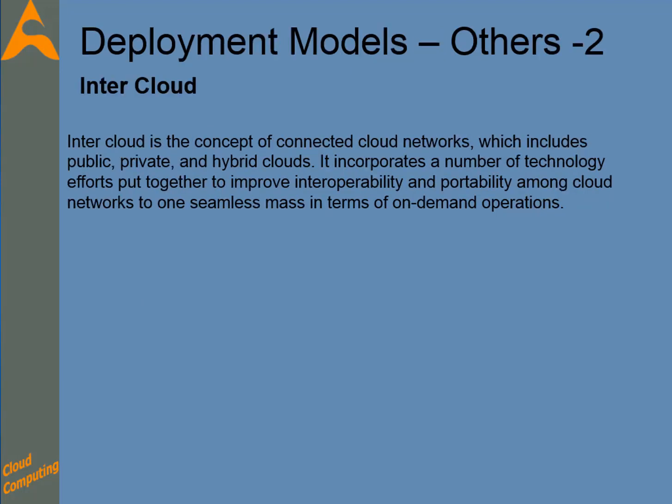Let's see InterCloud deployment model. InterCloud, this model is based on an architecture comprised of two or more interconnected clouds. InterCloud is the concept of connected cloud networks, which includes public, private, and hybrid clouds. It incorporates a number of technology efforts put together to improve interoperability and portability among cloud networks into one seamless mass in terms of on-demand operations.